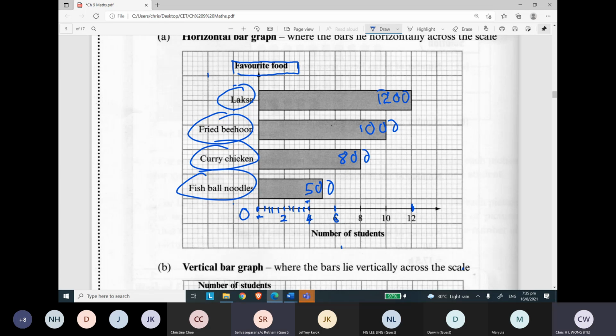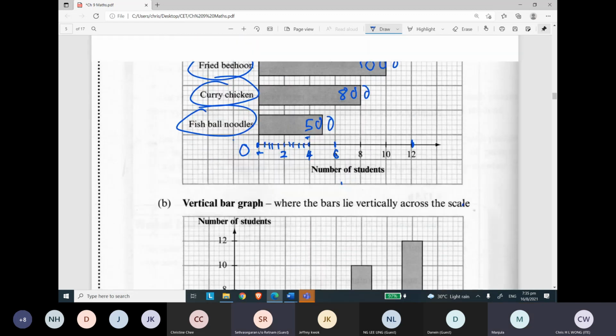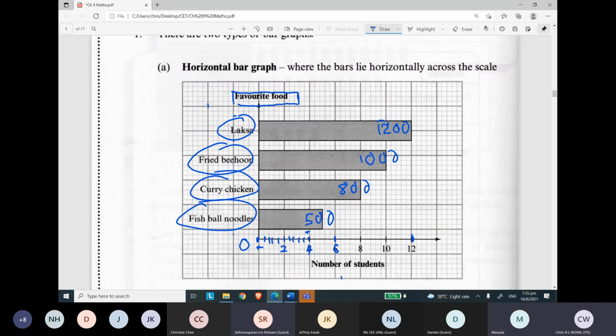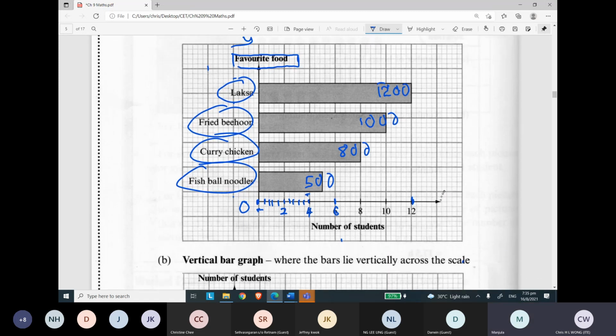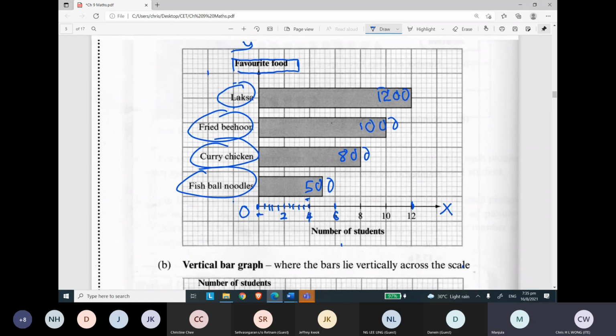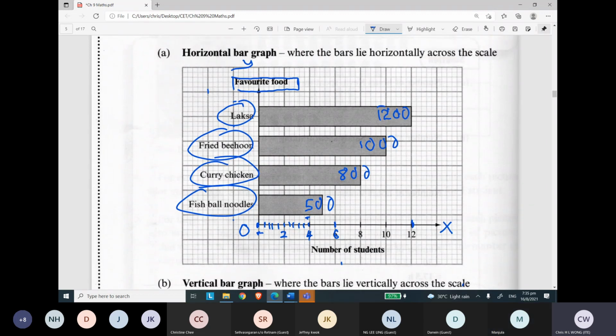X-axis and y-axis, suddenly I forgot. Sorry, Mr. Wong, can you repeat again? Where's the x-axis? No, I think this is the y-axis. If I'm not wrong, this is the y-axis now, and this is the x-axis. Okay, all right, I can check. Later on I'll double check.